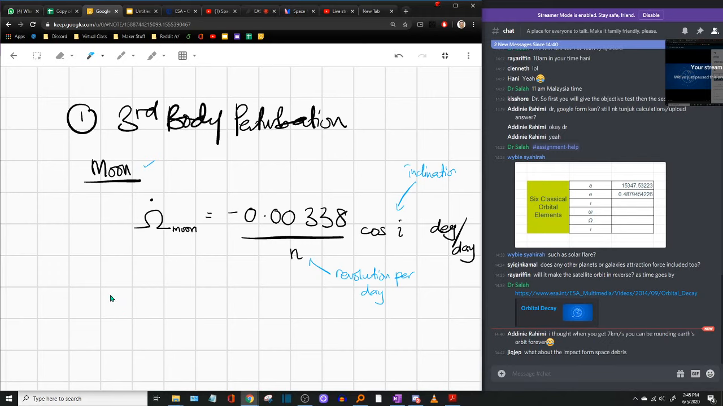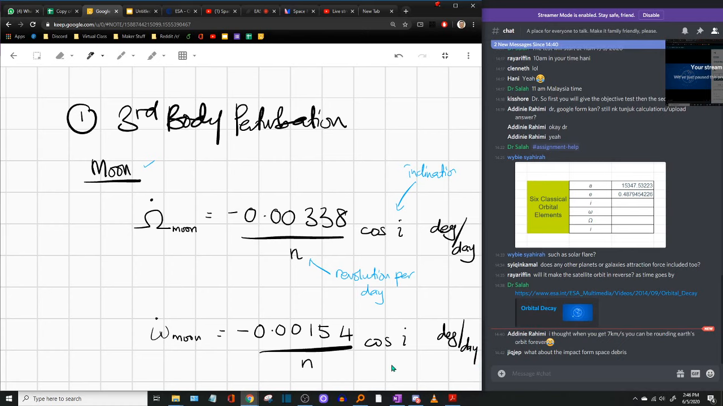Okay, so it's a small amount, but it's changing a bit. And also the perturbation from the moon can change your argument of perigee by, well, a small amount, but still I see significant. Divided by n cosine i, and the unit is degree per day.